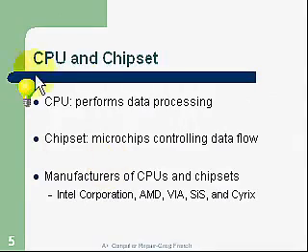CPU and chipset. The CPU performs the data processing. The chipset are microchips, integrated circuits that control the data flow. Manufacturers of CPUs and chipsets: Intel, by far, is the leader. About 80% of all the CPUs built are by Intel. AMD, as its major competitor, has probably about 15%. And the remaining 5% is divided up between others.